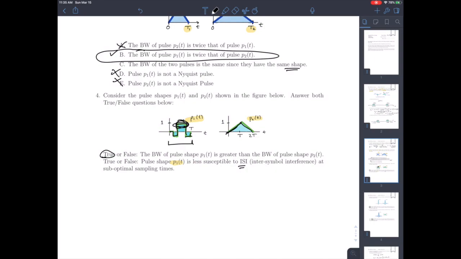All right, P2 extends over two symbol intervals, 0 to T and T to 2T. So we found we can still, that's a Nyquist pulse, because at the sampling times it doesn't interfere. But if there's a little bit of downsampling jitter, it's going to have some intersymbol interference. Okay, so the answer on this one is true for both these.